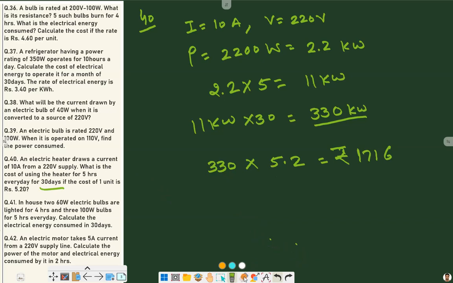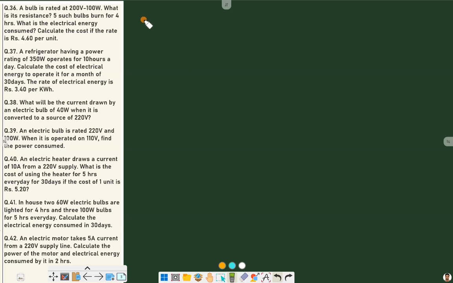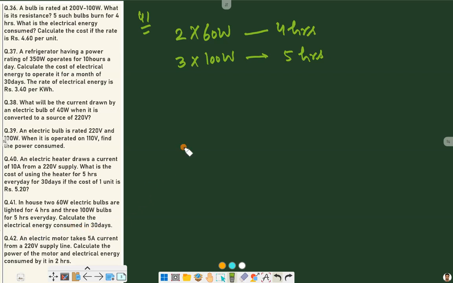So with this, let's start question number 41. In question number 41, in a house 260-watt electric bulbs are lighting for 4 hours and 300-watt bulbs for 5 hours every day. So 260-watt bulb for 4 hours and 300-watt bulb for 5 hours. We have to calculate the energy consumed in 30 days.